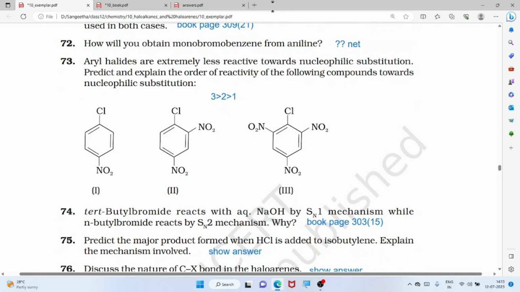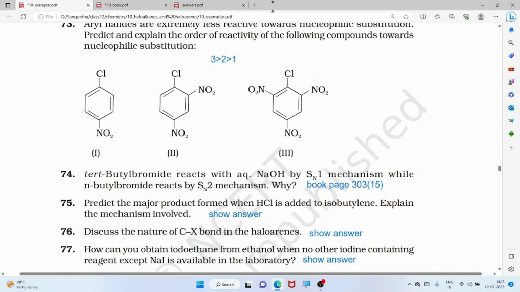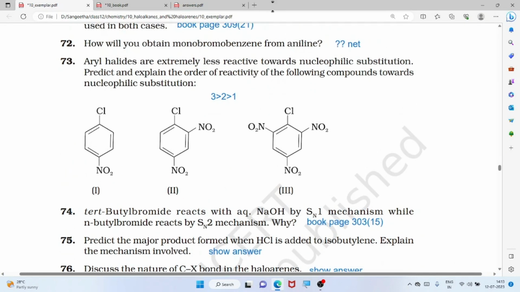Aryl halides are extremely less reactive towards nucleophilic substitution. Explain the order of reactivity of the following compounds. Tertiary is greater than secondary is greater than primary. Now, this one's reactivity is more than this and this. Okay, these are electron withdrawing groups.